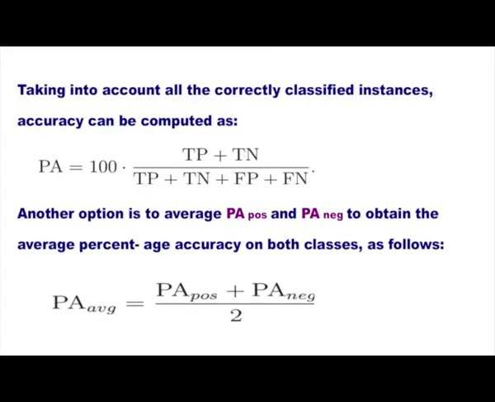Taking into account all the correctly classified instances, accuracy can be computed as PA equals 100 times TP plus TN divided by TP plus TN plus FP plus FN. Another option is to average PA positive and PA negative to obtain the average percentage accuracy on both classes as follows: PA average equals PA positive plus PA negative divided by 2.